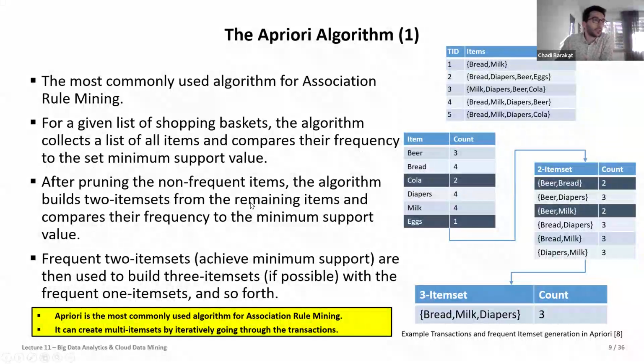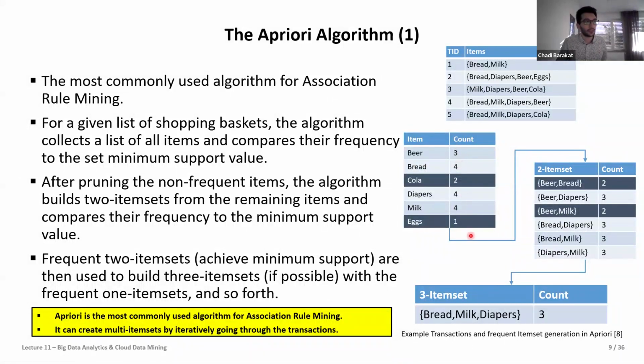So one of the algorithms, as I mentioned before, is called the a priori algorithm, where all of these transactions are collected, and the algorithm goes through them one by one. It builds a list of all of the items, as you can see here, and counts how many times each of them appears.